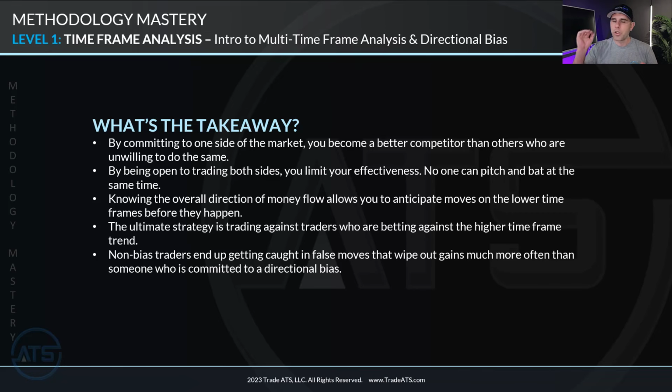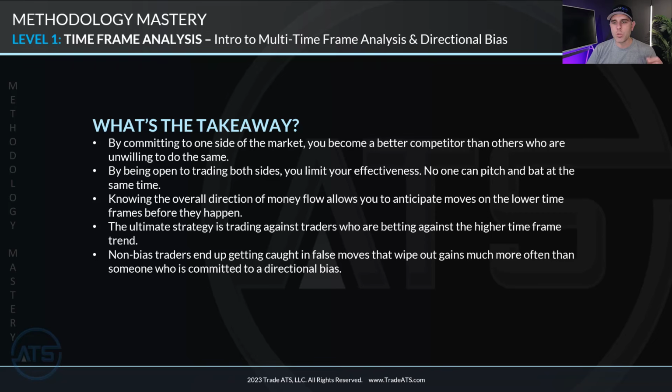Flat out, you're going to compete on a whole other level because the 95% are unwilling to have a directional bias. Believe it, that's the case. By being open to trading both sides, you limit your effectiveness. No one can pitch and bat at the same time. If you think of baseball, you can't throw the ball and run up and hit it. That's what it means to be a buyer and a seller all at the same time. You won't be able to do it effectively.